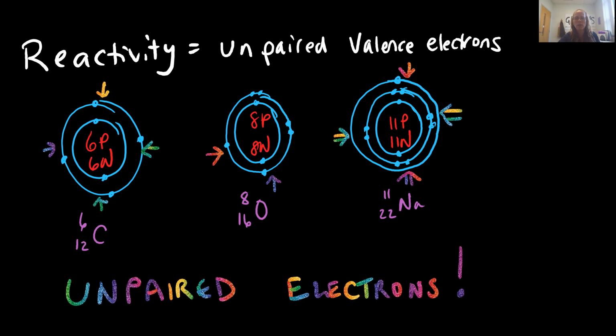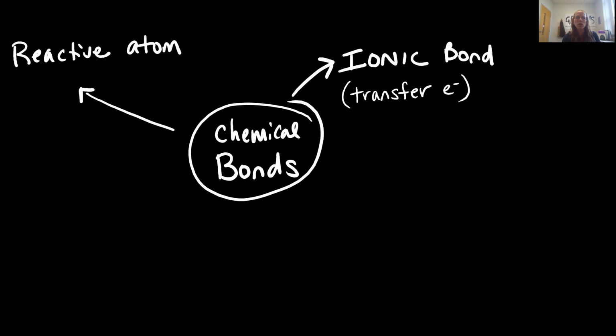So if you were having trouble seeing what I was pointing to, look at carbon, it has 4 arrows there, so it needs 4 more electrons, and oxygen has 2 arrows, so it needs 2 more electrons. And look at sodium. Oh my goodness. We're going to talk about what sodium does here in the next presentation. All right. So now we know that chemical bonds are occurring with atoms that are reactive, meaning they have unpaired electrons in the outermost or valence shell, and only reactive atoms are going to do chemical bonds.